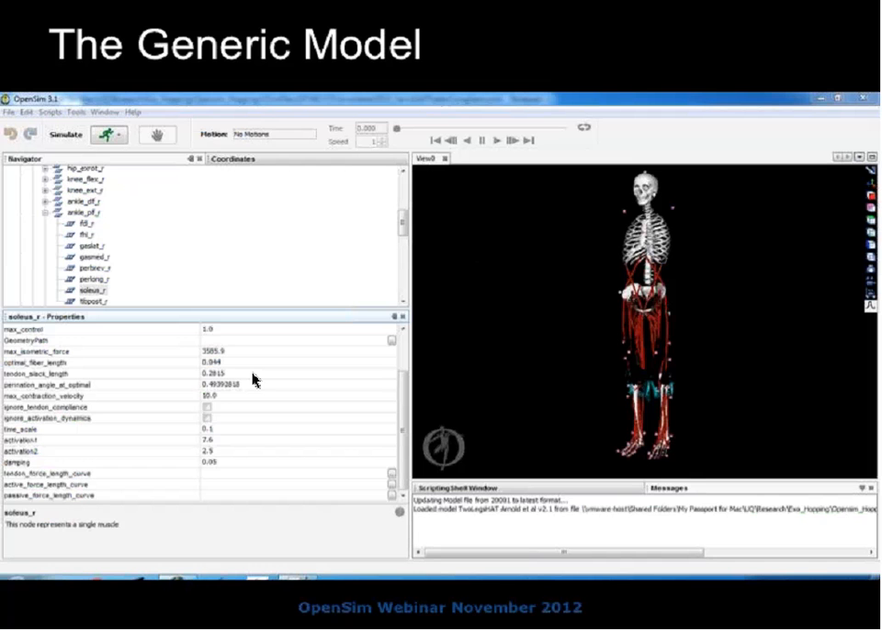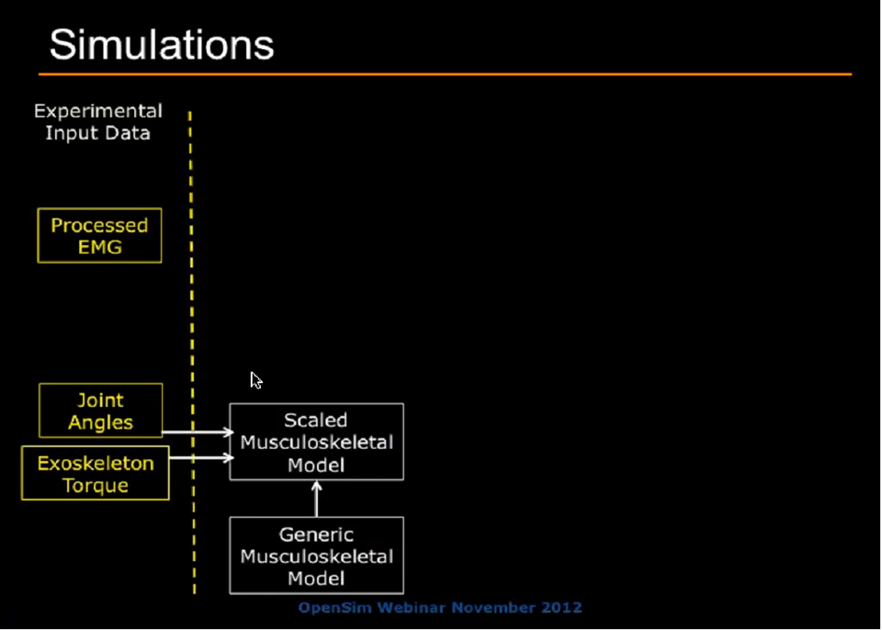We then needed to come up with a framework for our simulations, which I'm going to show you an overview of now. So we relied heavily on experimental data in these simulations, and we had processed EMG, joint angles from an inverse kinematic solution, and during our experiments we measured the torque produced by the spring in the exoskeleton. So those were all inputs to our simulations, and the joint angles and exoskeleton torques were fed into our scaled musculoskeletal model. So we took that generic model and scaled it to each of our participants' data and ran these simulations on scaled models using data for each individual subject.